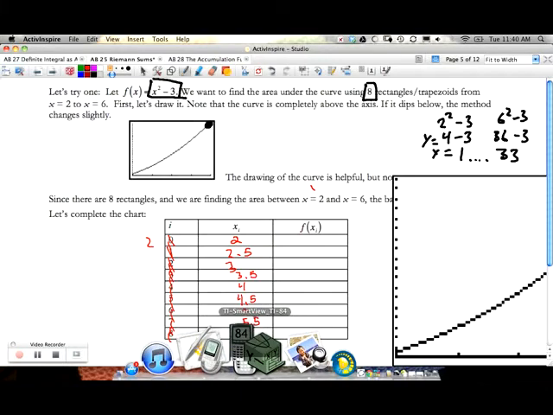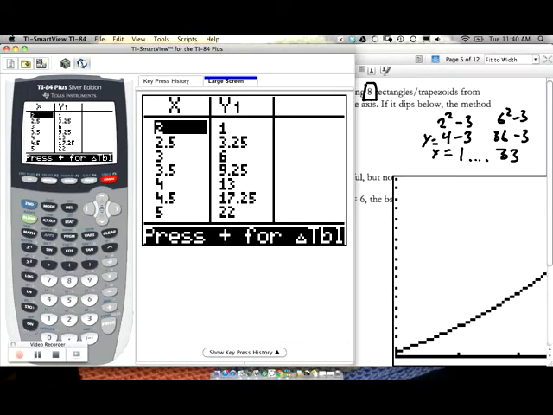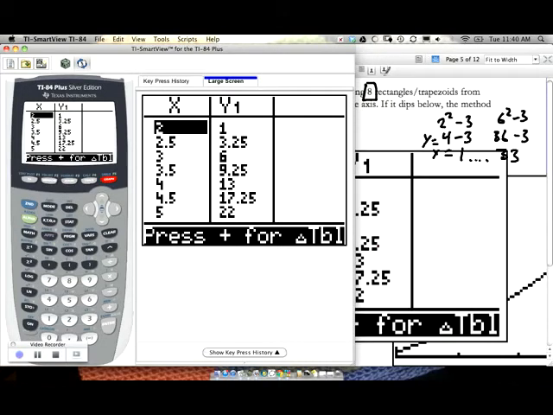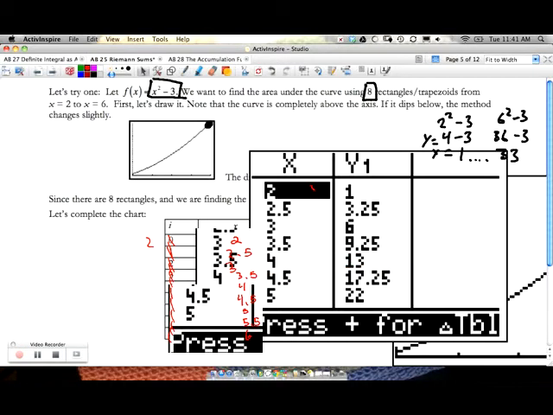We go back to our calculator. We want to use our table, but I want to set it up so it's perfectly set up for what we need. We're going to start at 2, and we're going to count by 0.5s. So now when I go to my table, f of 2 is 1, f of 2.5 is 3.25, and so on. So I'm going to drag and drop this onto the screen and shrink it down a little bit so it doesn't take up all the space. Whoops, we need the arrow. Here we go.